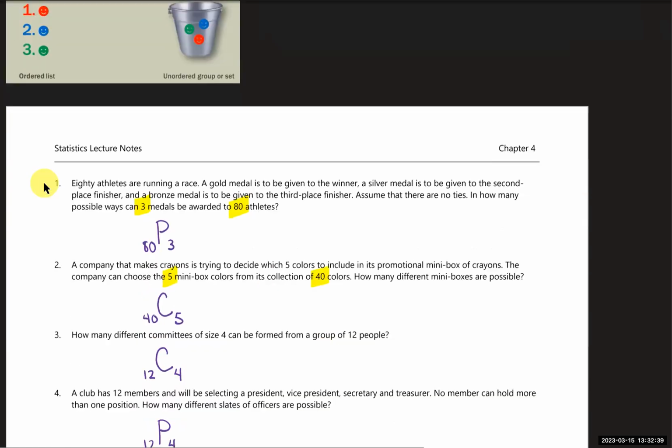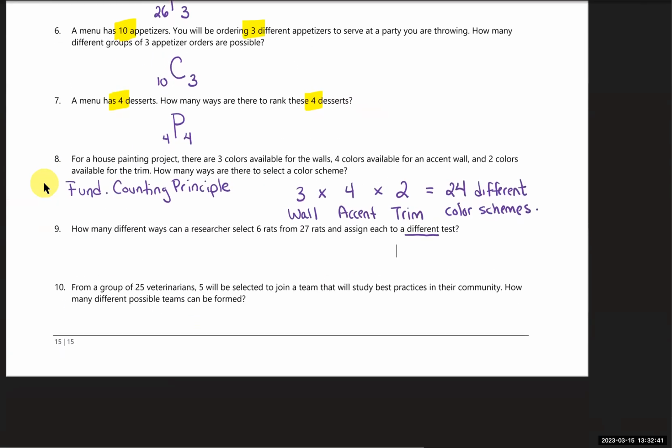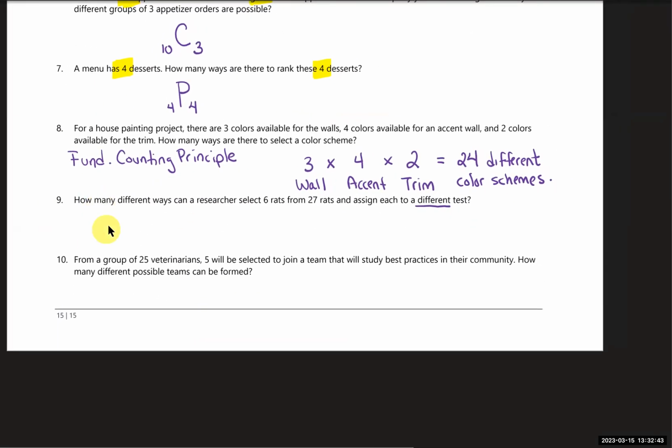So they really are being positioned into these tests where each one is different. So changing the order would put a rat in a different position, a different test that they would be trying to complete. So this is another example of, we would position the rats, so 27 of them to choose from, and we would select 6 to position in one of the 6 different tests that the rats would be performing.